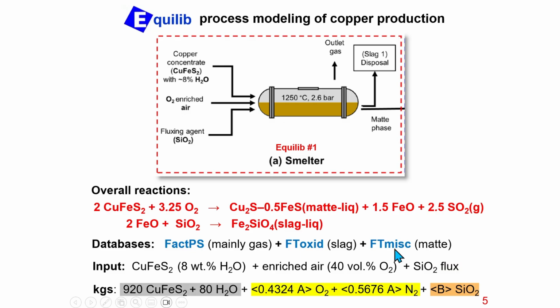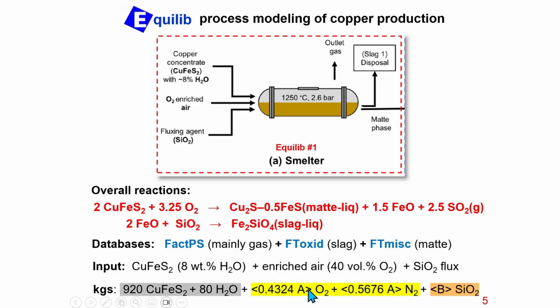We could have used FT sulf, which is another database, but we'll come back to that shortly. So the overall input, as we see, is the concentrate plus oxygen enriched air plus silica flux. And the actual numbers we enter into Equilib on a kilogram basis are the following. We have 1,000 kilograms of concentrate, or a ton.